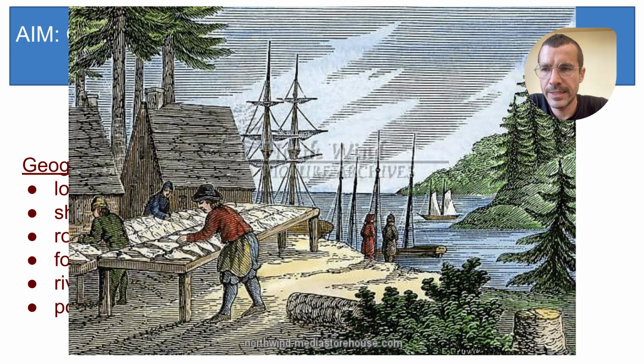Pause for a second and take a look at this image of colonial Massachusetts. Which of the geographic characteristics can you identify in this image? Which of the economic characteristics do you see?